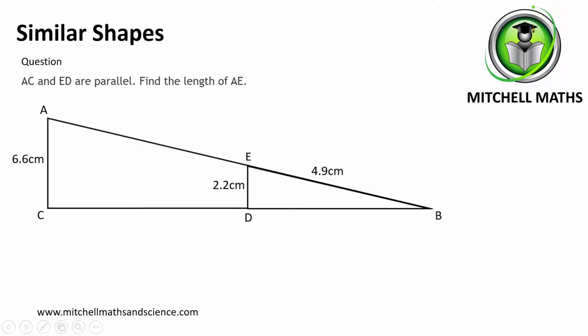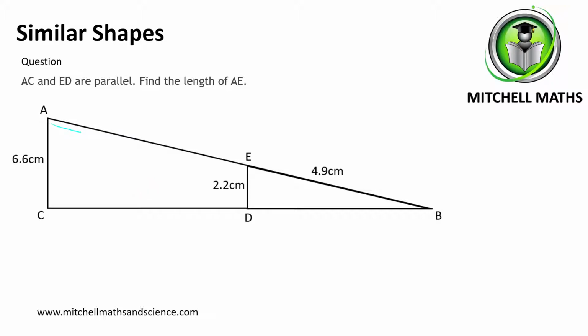Right, on to the next question. So AC and ED are parallel. It's another time where we've got a shape within a triangle within a triangle, and we need to find the length of AE. This one's a little bit trickier, and the reason is A to E is not actually a side on either of the shapes.